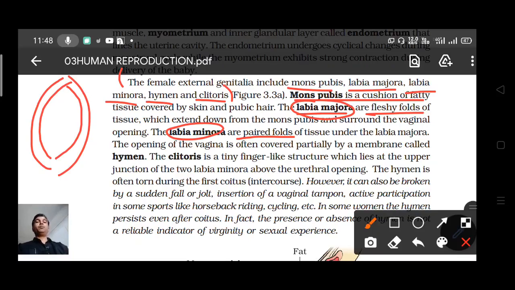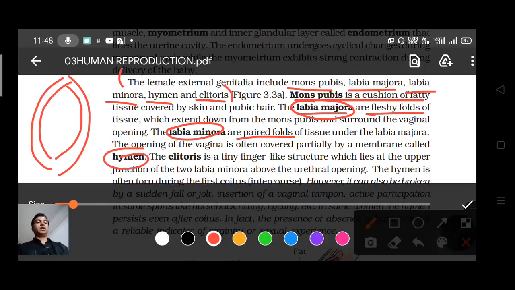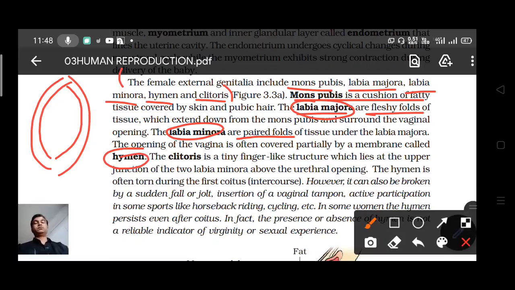Yes, the opening of the vagina is often covered partially by the membrane called the hymen. So this is very, very important. Inside this area, the area present between the labia minora is called the vestibule. This is the urethral opening, and this is the vaginal opening. The vagina is often covered partially by the membrane called the hymen.